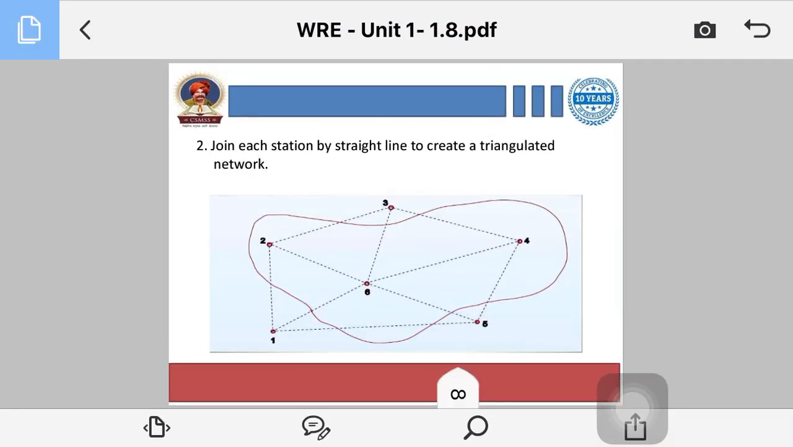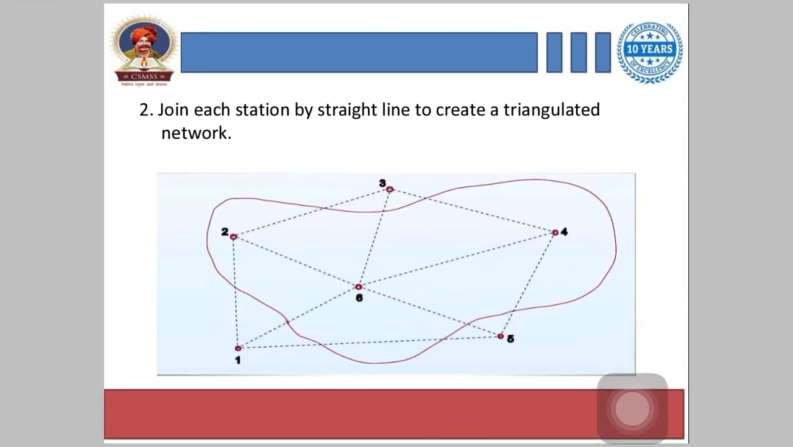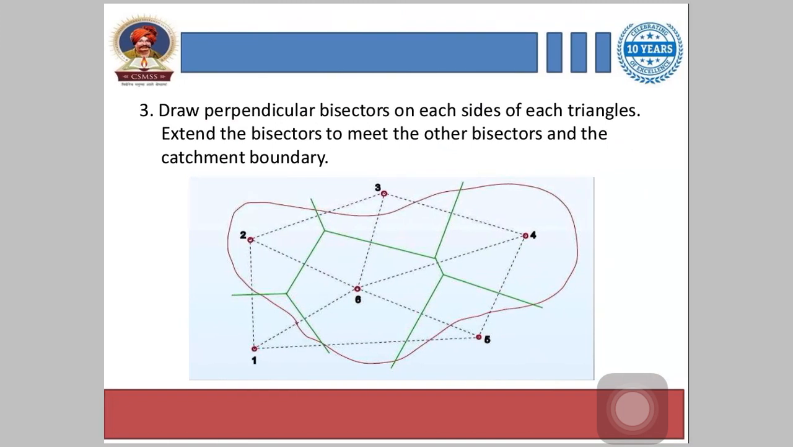In this method the rainfall recorded at each station is given a weightage on the basis of the area closest to that station. First we draw the catchment area to a scale and mark the rain gauge stations on it. Second we join each station by a straight line to create a triangulated network. In this figure we can see the triangulated network.